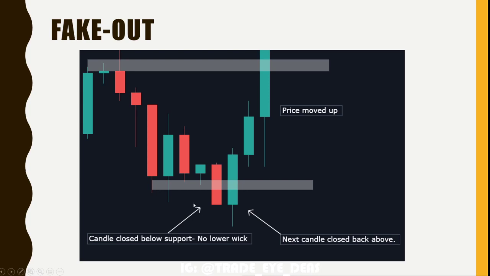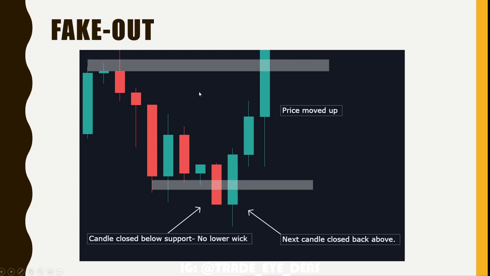And then two, this next candle actually closed back bullish above this support. So if you were looking for sells here and you waited for the next candle to form, your sells would then be invalidated. It means you would not have lost the trade because you've been a little bit more patient, and you've saved yourself from taking a loss.